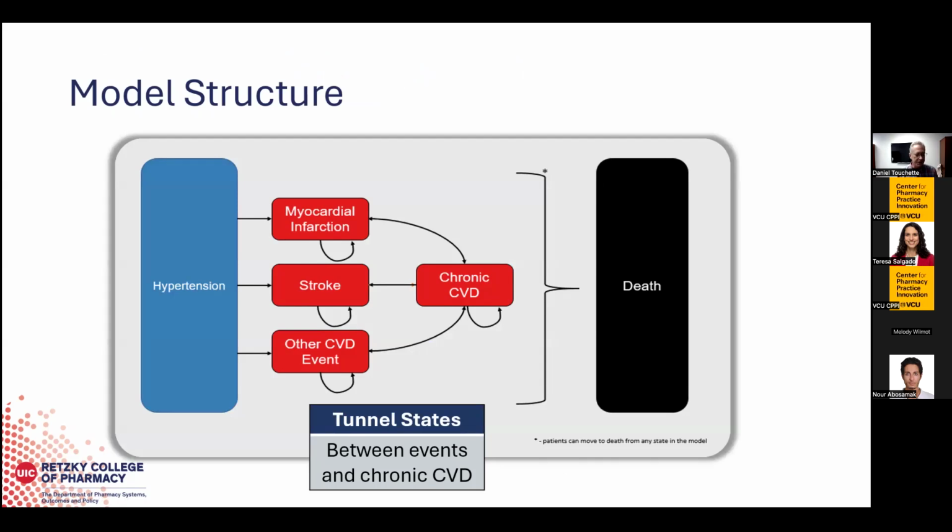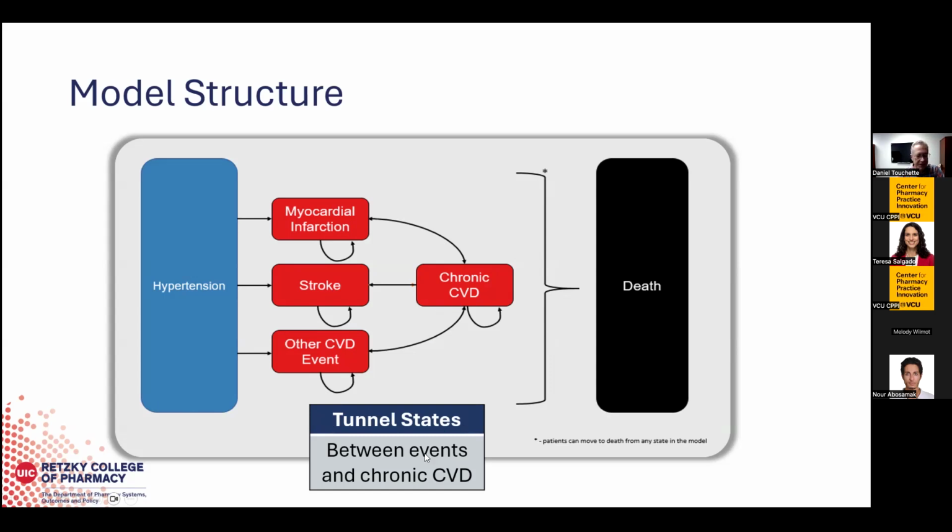Here is the model structure that we used. So everyone started out in this hypertension state. Everyone included in this were those who were diagnosed with hypertension. The outcomes were myocardial infarction, stroke, or other CVD event, as I described earlier. And after patients had one of these events, they would move into this chronic CVD where they would require additional medical management over time. But from this chronic CVD state, they also could have a second MI, second stroke, or a combination of either of those, or develop another CVD event.